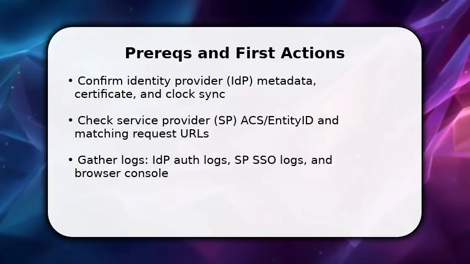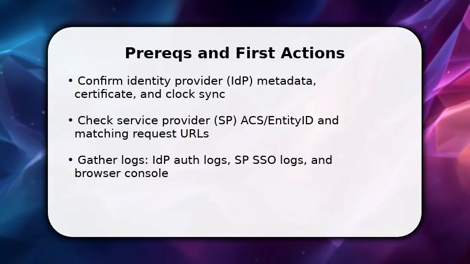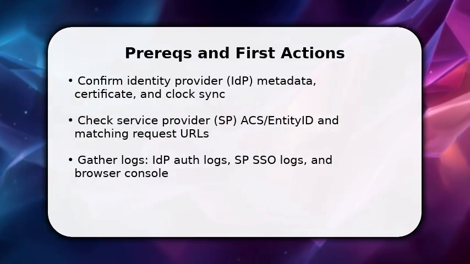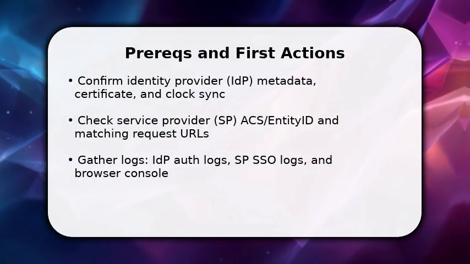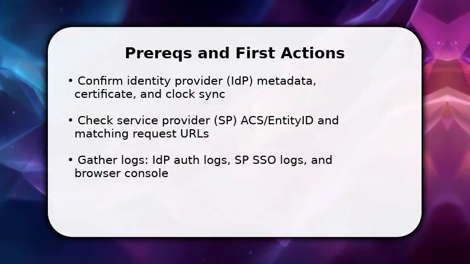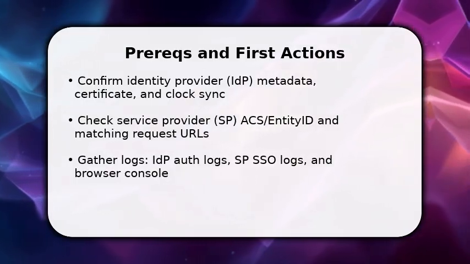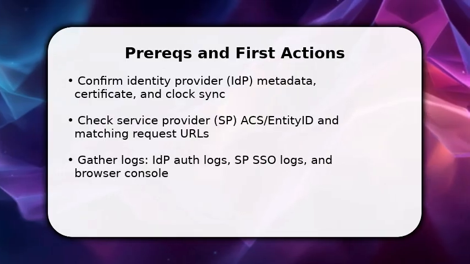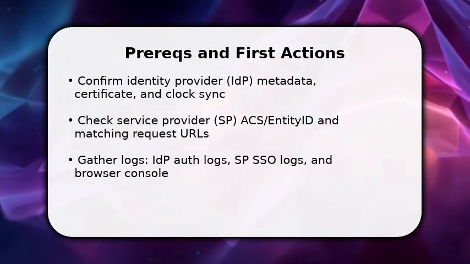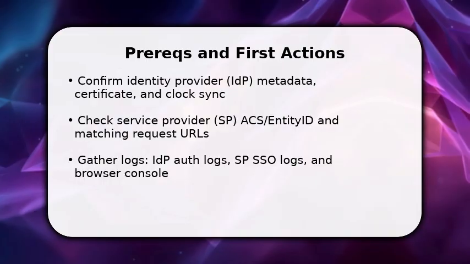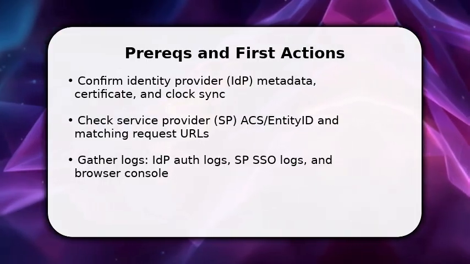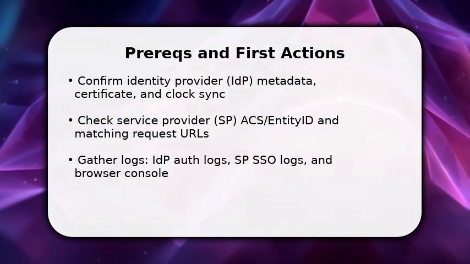You start by confirming prerequisites and taking the first steps now. Verify IDP metadata, X.509 certificate validity, and NTP time sync because small clock drift breaks tokens. Make sure the SP's ACS URL and entity ID match exact values in the IDP record. Mismatches are the most common failure.